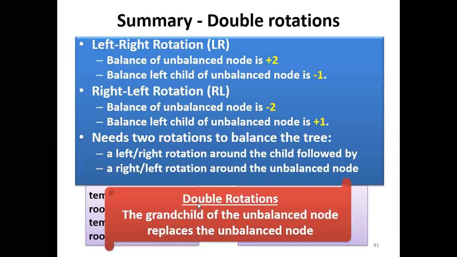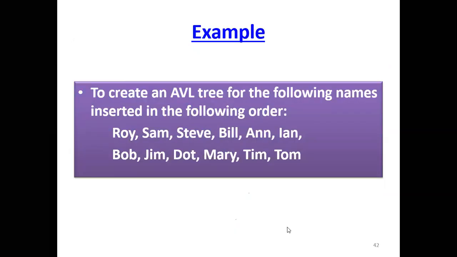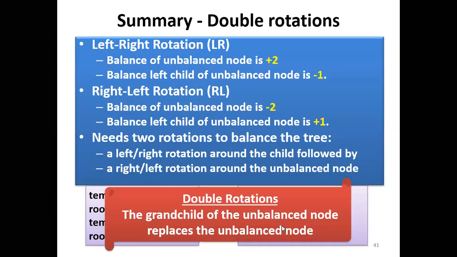So finally, we can say that the grandchild of the unbalanced node is used to replace the unbalanced node, and that is it for the double rotation. In case of double rotation, the grandchild will be used to replace the unbalanced node. So we're going to see examples in subsequent slides anyway.